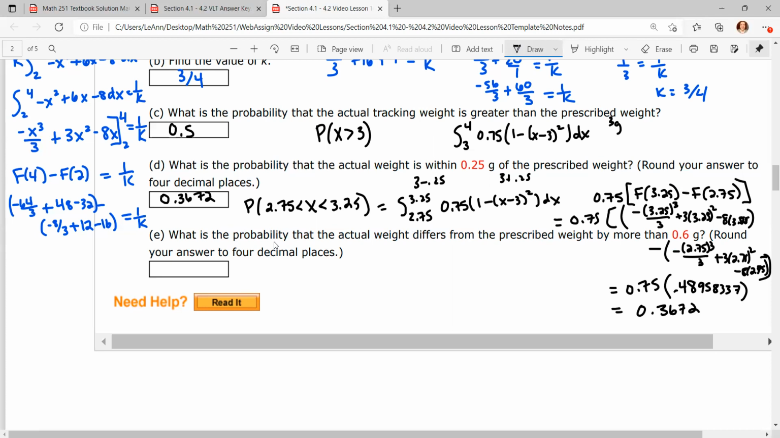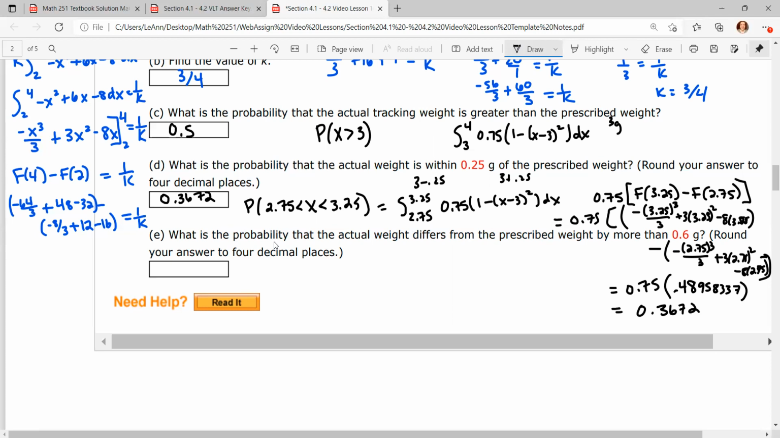All right, for part E, it actually says, what is the probability the actual weight differs from the prescribed weight by more than 0.6 grams? Now, the way they've worded that, it makes you think they're saying only more than, but it just says the actual weight can differ from the prescribed weight by more than 0.6 grams. That could be in either direction.